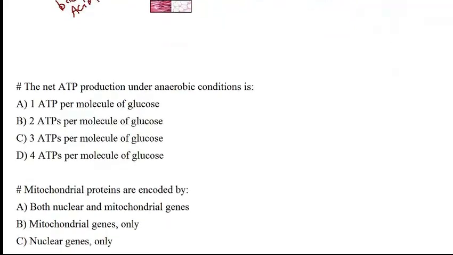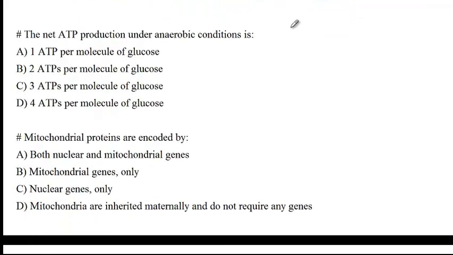All right. Now we can move on to some practice questions. What is the net ATP production under anaerobic conditions? Is it 1 ATP, 2 ATP, 3, or 4? And then the second question is, mitochondrial proteins are encoded by? Is it both nuclear and mitochondrial genes, mitochondrial genes, nuclear genes, or since they are maternally inherited, we do not require any gene transfer? So if you need more time, go ahead, pause this video, and once you feel ready, then you can resume the video.